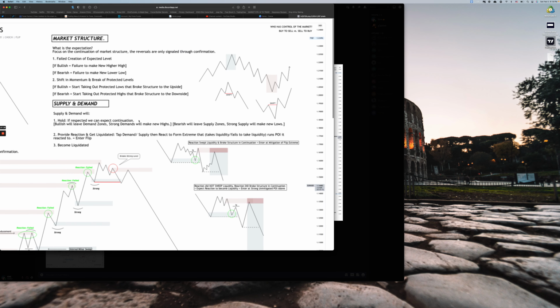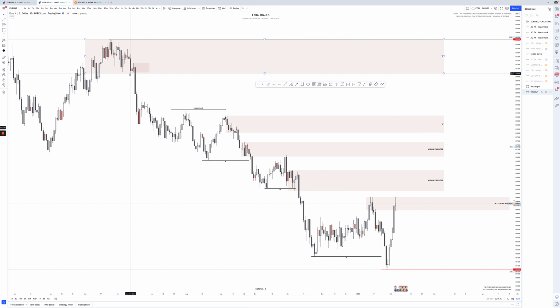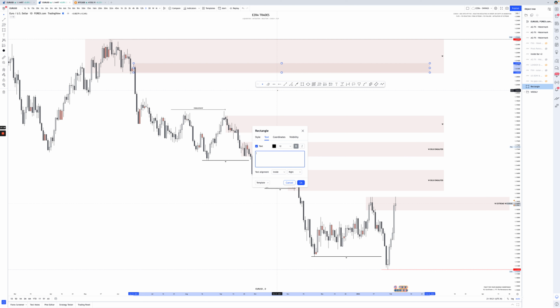How do I classify a shift in market structure? I, for example, will see for a failed creation of an expected level and a shift in momentum and break of protected levels. This should have been a protected level because we were expecting higher highs. But now that we've shifted, to me, this is the area that's currently unmitigated. And it's on a daily level. So we're gonna define this.